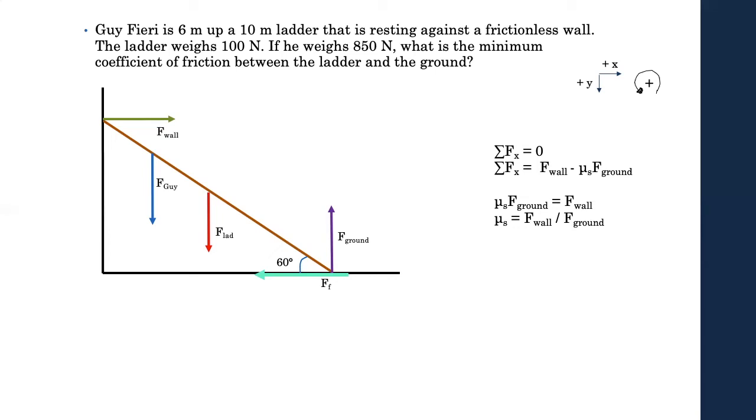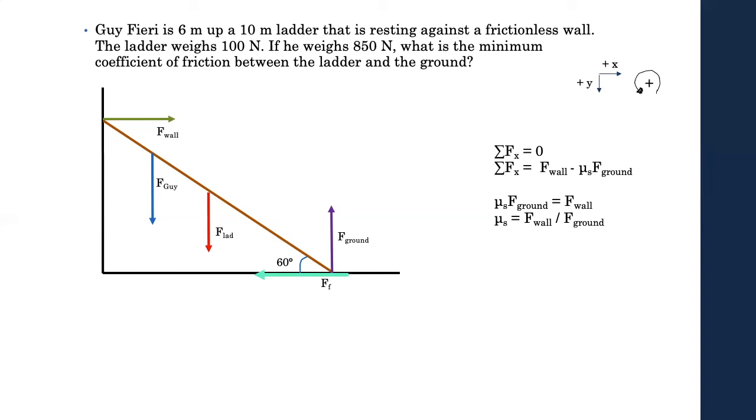The ladder itself, anyone want to tell me how I chose the vector for the force of the ladder? The gravity acting on the ladder? Why is it in the middle? I heard somebody say it. It's the center of gravity. And the force, this would be the normal force, the force that the ground is exerting on the ladder, pushing it upwards, contributes to the frictional force.